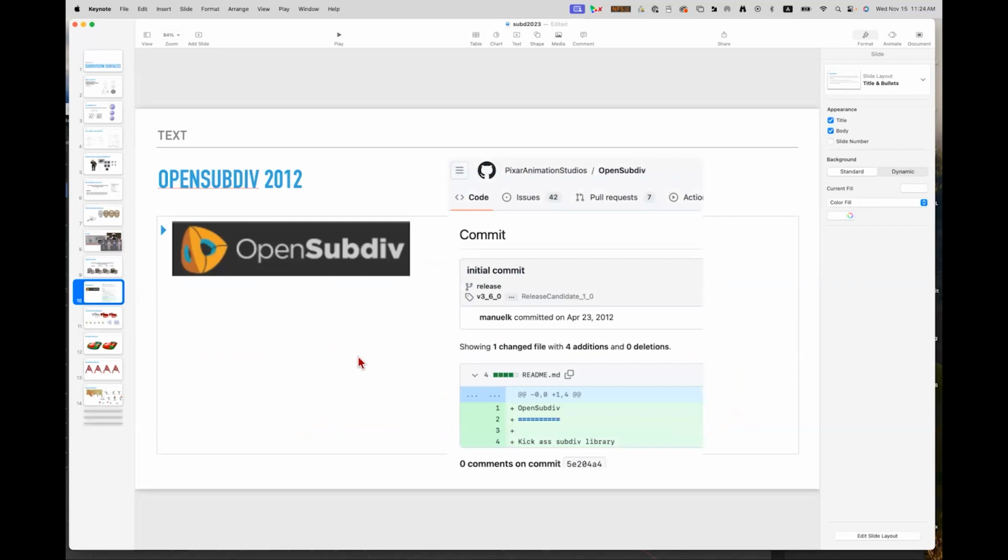All right. And skipping ahead a few years more, we get to OpenSubdiv, which came out in 2012, or at least that's the date on the first commit. And I just want to call your attention to possibly one of the best first commit messages on any open source library that I've come across so far. It was Manuel Kramer here, and he declared OpenSubdiv to be a kick-ass subdiv library. Way to go, Manuel. I love it.